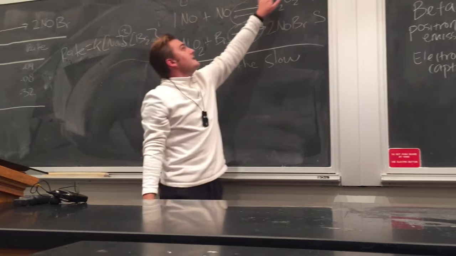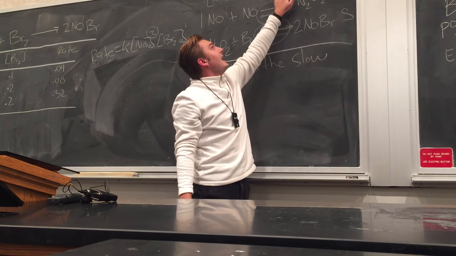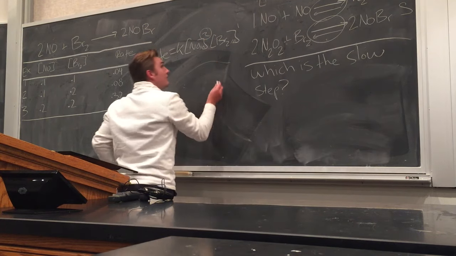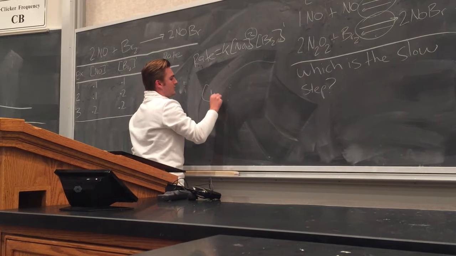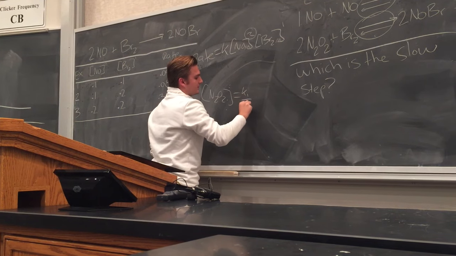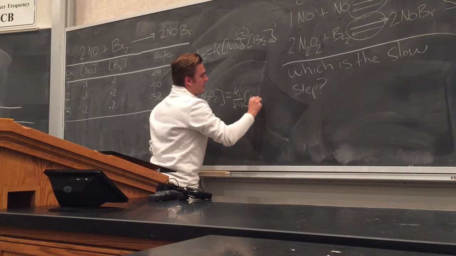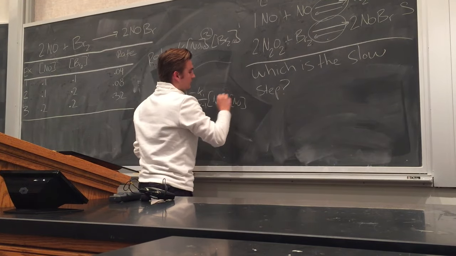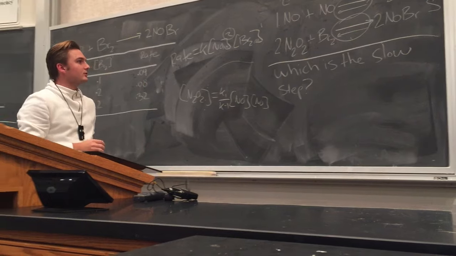So in order to get what this might be equal to, I'm just going to divide by that piece, and that's all I'm going to do. So I get that my concentration of N2O2 is equal to K1 divided by K reciprocal 1 times NO times NO. Right? And that's what it's equal to.